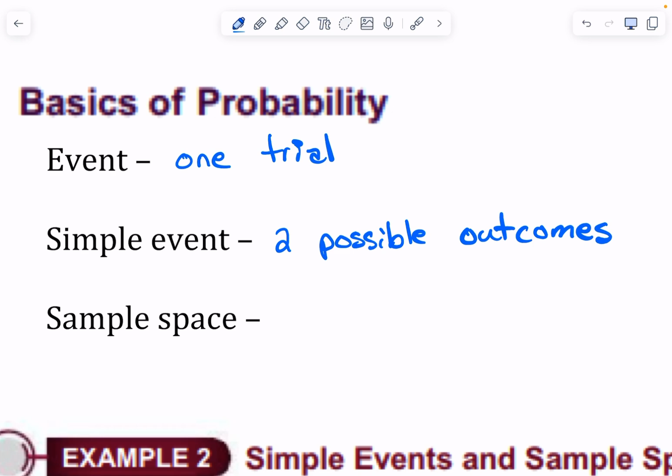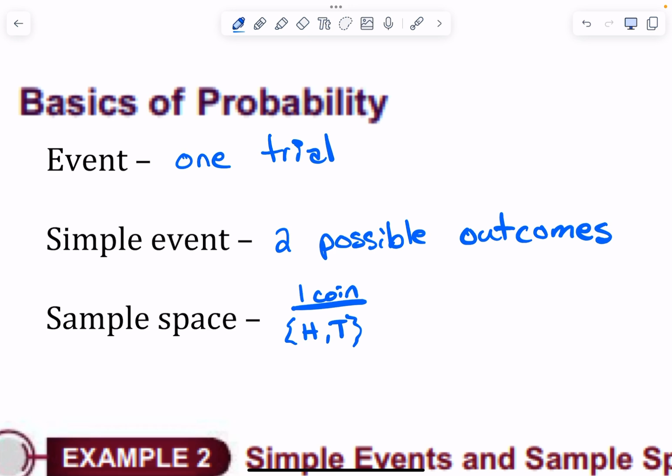Sample space. Let's talk about sample space. Sample space is the list of possible outcomes. So if I am rolling a dice, let's say 1 die. The sample space for... no, let's go 1 coin. I'm going to change that, sorry. 1 coin. Okay, 1 coin is heads or tails.